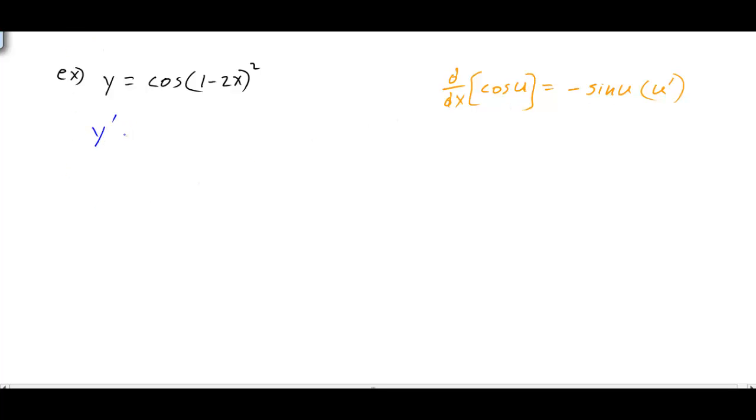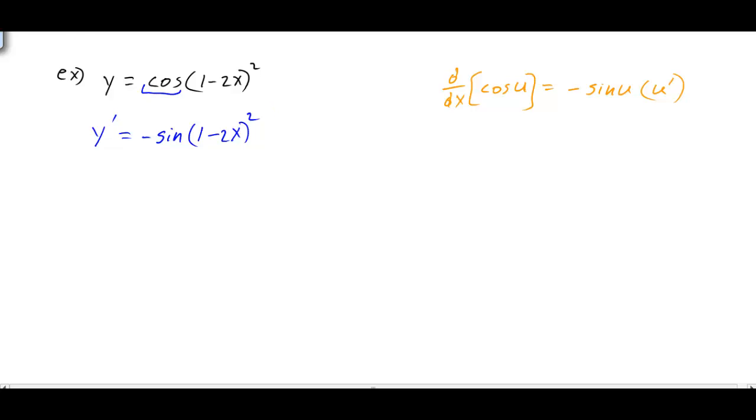So over here, the derivative of our outside function is looking at the derivative of cosine, which is a negative sine, and you write all of this down. We don't do anything with the inside yet. We just bring down the inside function, 1 minus 2x quantity squared.